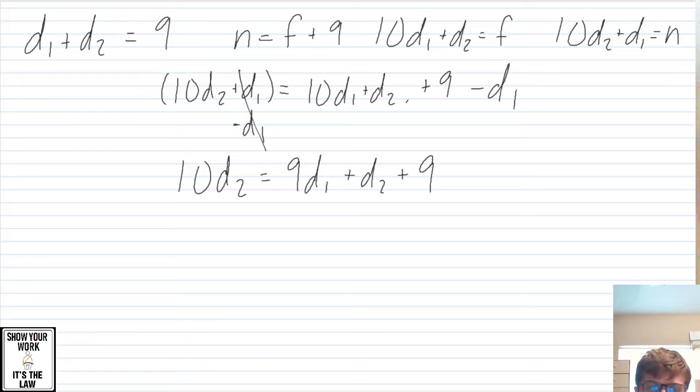And now let's move this d2 to the other side. We can do that through subtraction, minus d2. What we do to one side, we'll do to the other. Cancel, we're left with 9d2 over here equals 9d1 plus 9.